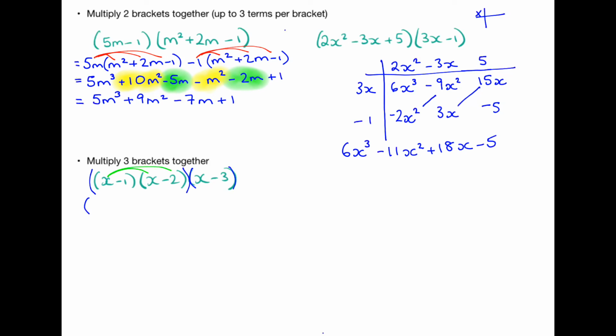So the first 2 terms are going to be x squared, and then we've got x times negative 2, that's minus 2x. Then we're going to do these 2. So we've got negative 1 times x is negative x, and negative 1 times negative 2 is plus 2. And we're going to be multiplying that by x minus 3. So let's just tidy this first bracket up a little bit first. We've got x squared, and then we've got minus 2x and minus x, so we've got minus 3x altogether, plus 2 times x minus 3.